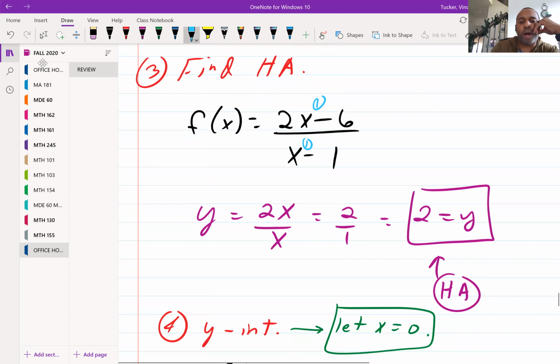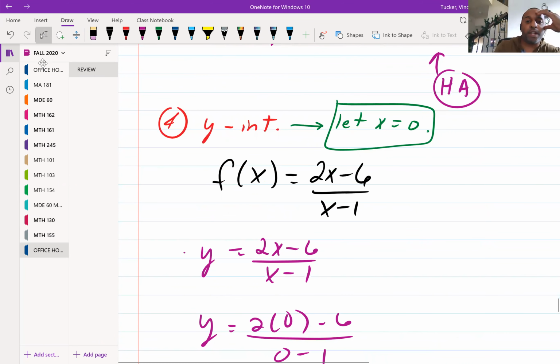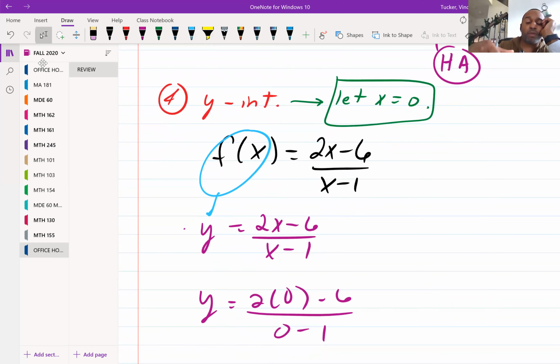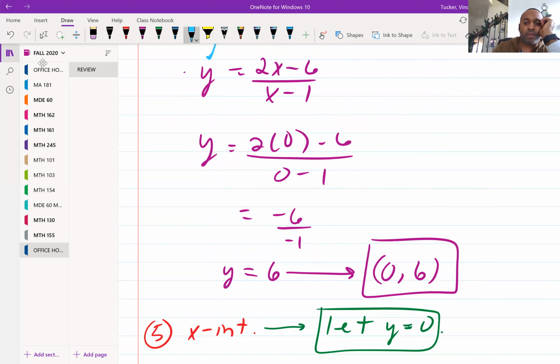Then looking at our y-intercept, you're going to let x be equal to 0 and then solve for y. Don't forget f of x represents y, so I just went ahead and replaced it. y is equal to 2x minus 6 over x minus 1. I plug in 0 for x. Solve, that gives me negative 6 over negative 1, which is just 6. So my ordered pair is 0, 6, because x first and then y.